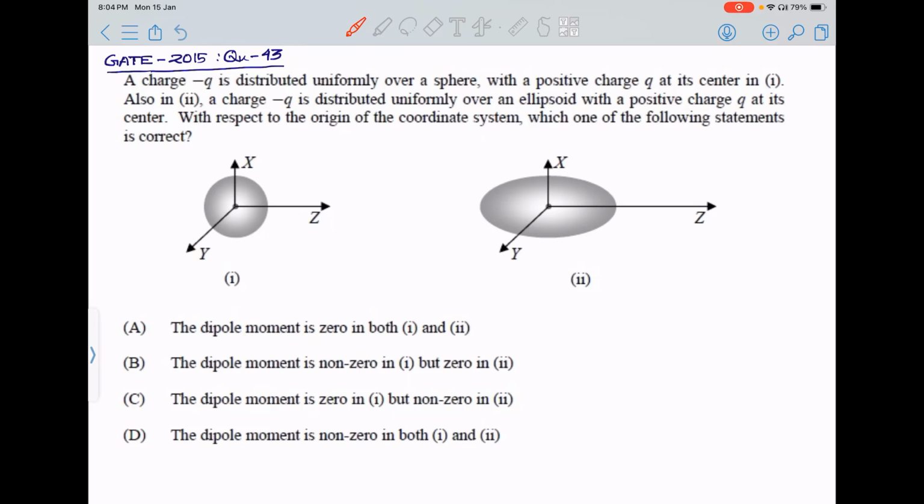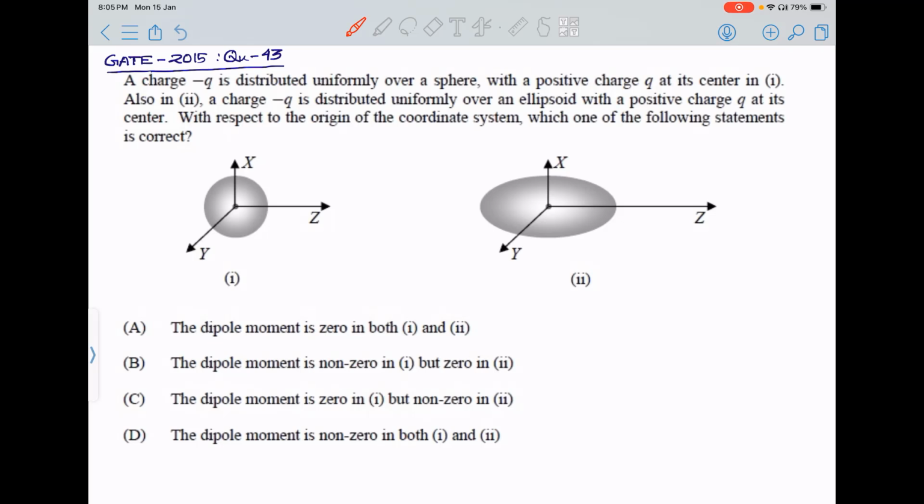Hello, this question is from GATE 2015 and this question is from the domain of electromagnetic theory. The question states: a charge minus q is distributed uniformly over a sphere with a positive charge q at its center in 1, and also in 2, a charge minus q is distributed uniformly over an ellipsoid with a positive charge q at its center. With respect to the origin of the coordinate system, which one of the following statements is correct?